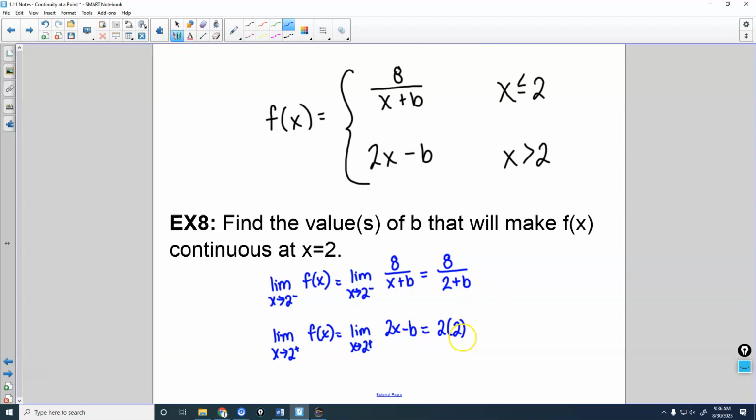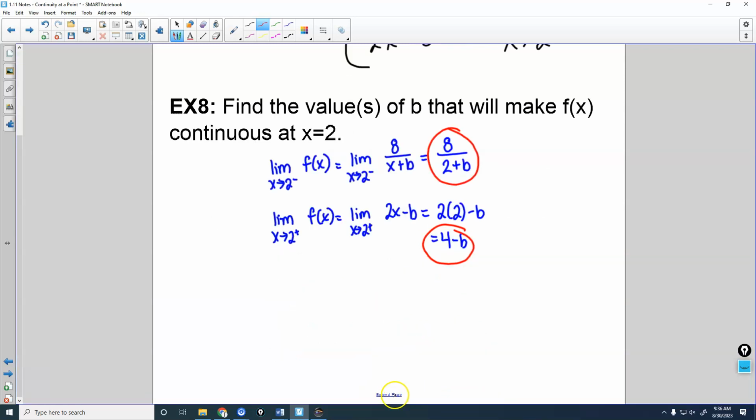Minus b, 2 times 2 minus b, which would give me 4 minus b. Now, that does not give me an answer. I got b's in both of the things that I got, right? But what has to be true in order for f of x to be continuous at 2? They have to equal each other, right? So we can take our answer from our limit from the left and our answer from the limit from the right, and we can set them equal to each other. So we got 8 over 2 plus b equals 4 minus b.